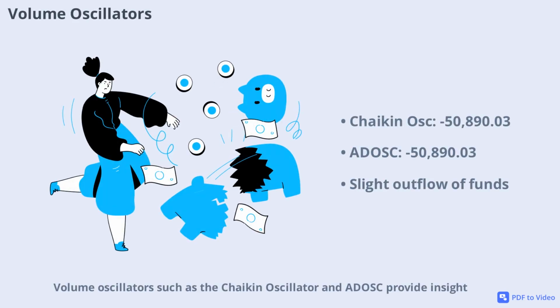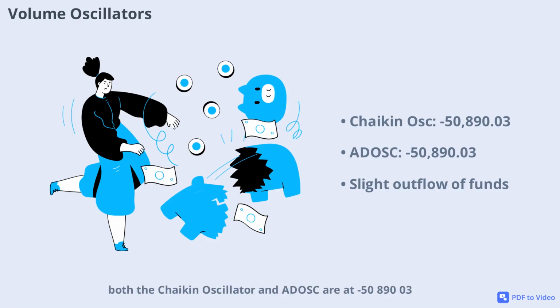Volume oscillators such as the Chaikin oscillator and ADOSC provide insight into the flow of money in and out of the stock. For COWG, both the Chaikin oscillator and ADOSC are at minus 50,890.03, indicating a slight outflow of funds. This negative reading suggests that, despite stable prices, there may be some underlying selling pressure. It's important to monitor these indicators alongside price action for signs of accumulation or distribution.